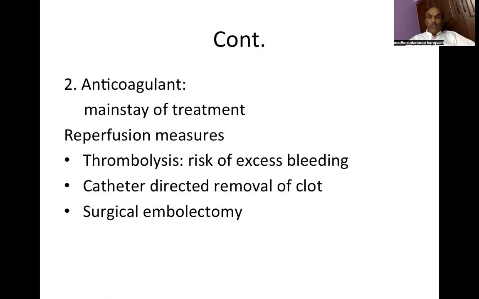So benefit of thrombolytic treatment should be weighed or balanced with the bleeding tendencies with regard to the patient. It should be patient-based, individual-based. The better one is the catheter-directed removal of the clot. So that is one. The surgical embolectomy is the another method of removing the thrombus in the pulmonary artery.